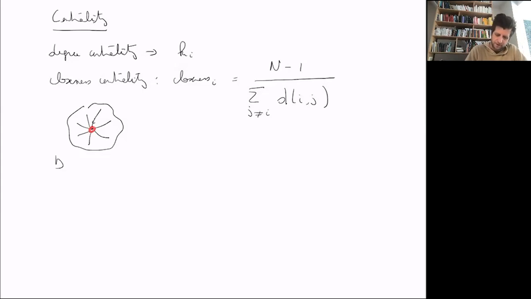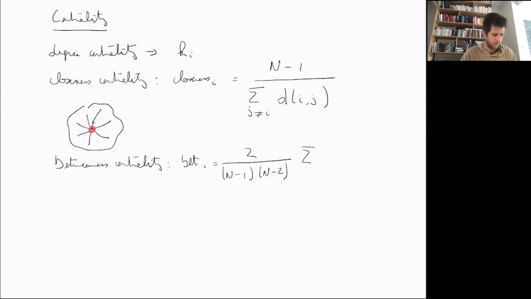There is another notion that is also very popular and used in practice, and it's the notion of betweenness centrality. Let's write it down as the betweenness of node i. It is equal to the sum for j different from i, sum for l different from i and j, of sigma_jl(i) divided by sigma_jl.